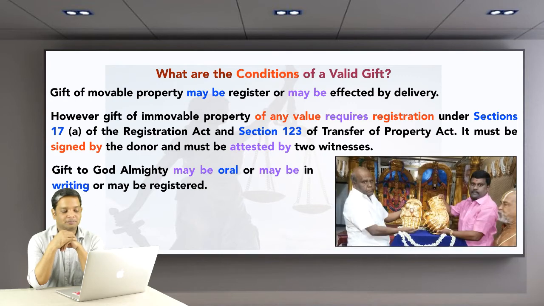The next point is, a gift to God Almighty may be oral, or may be in writing, or may be registered. See, if you are gifting the property to some temple, church, mosque or anything of such type, in such a condition, whether it is movable or immovable property, the registration is optional. Even you can give it orally or in written form, maybe simply written on paper, or you can also register. It is optional for this purpose.